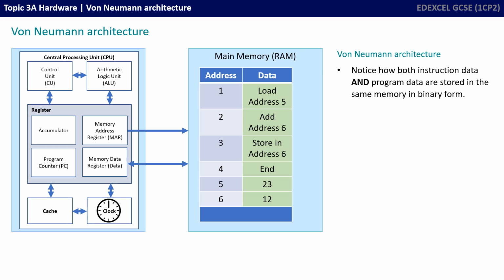Let's have a closer look at the memory. You will notice that each instruction is stored in a location in the memory, and each location has an address. Therefore, the processor can fetch an instruction stored in memory address 1, for example, and bring it back into the processor.